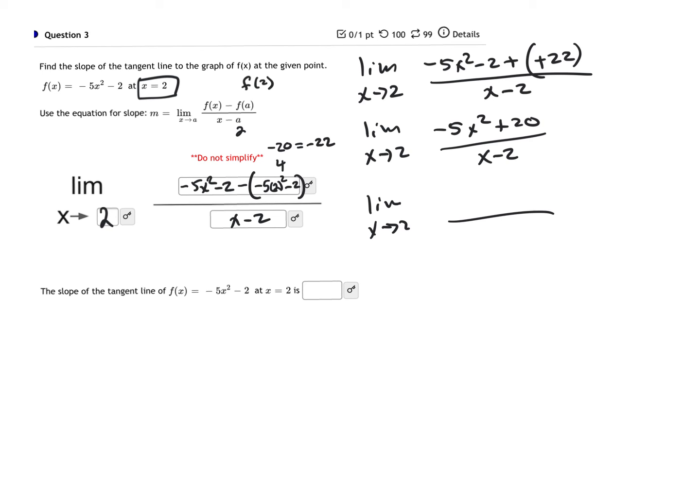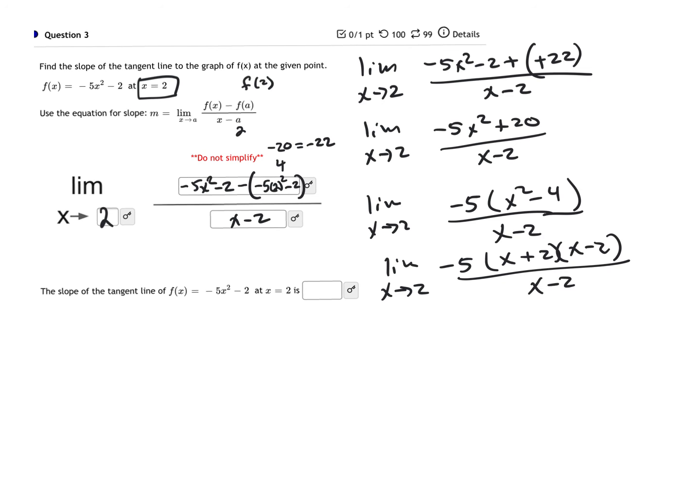The first thing I want to do is get my x squared to be a positive and just x squared. So I'm going to factor out a negative 5. When I do that, that's going to give me x squared minus 4 over x minus 2. So now I'm going to do the limit as x approaches 2. So we see that we have a difference of squares here. X squared minus 4 factors into x plus 2 and x minus 2, all of that over x minus 2.